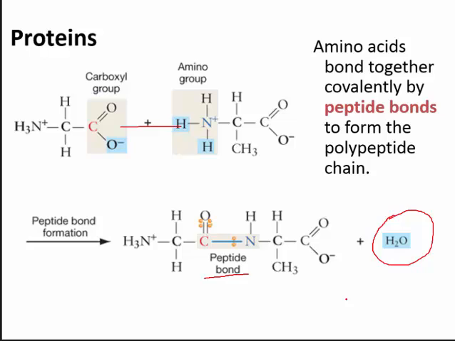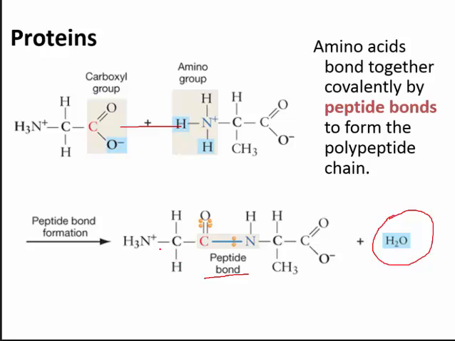Do you remember what the covalent bond was called in our carbohydrates? It was called a glycosidic linkage. Do you remember that? Okay, so you should remember that for each of these macromolecules. Carbohydrates form a glycosidic linkage. Proteins form a peptide bond.